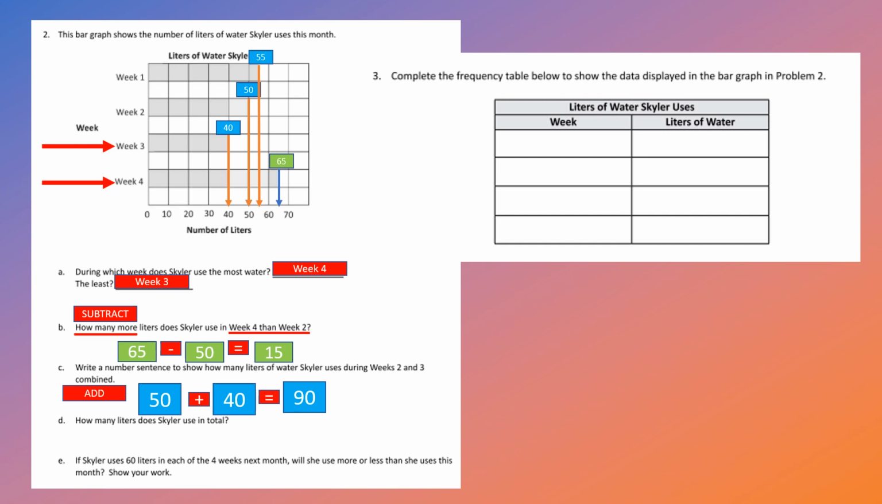All right, so I'm going to highlight them in red as we write them down, okay? So week 1 was 55. So I'm going to write 55 down there, and make a little space in between because we have to write our addition symbols, right? Week 2 was 50. So I'm going to write 50. Week 3 was 40.